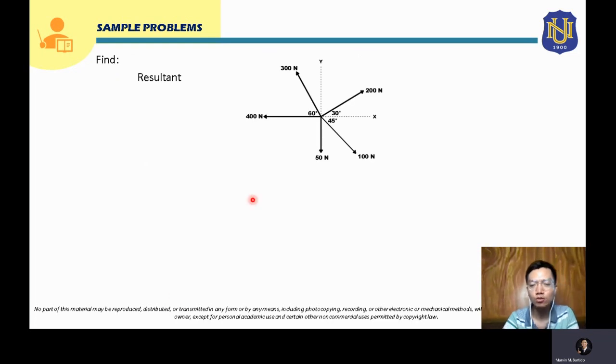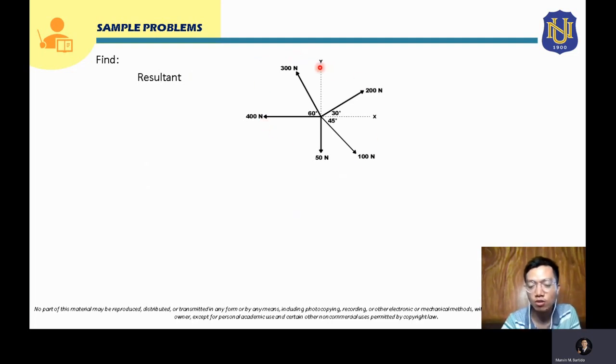Okay, so the first thing that you have to do is to list down the things that are being asked in the question. So in the question, we need to find the resultant, and to solve for the resultant, you have to give the magnitude, the direction, and the angle of the resultant from the horizontal axis, or the theta x. Again, this is the given concurrent force system.